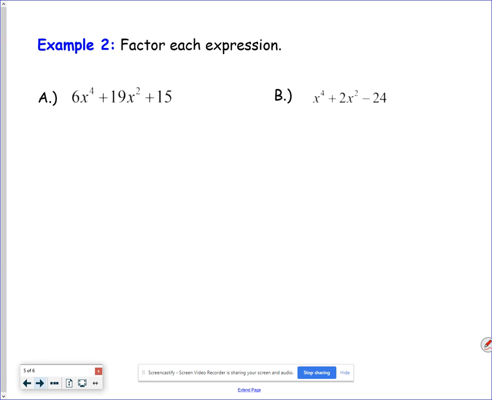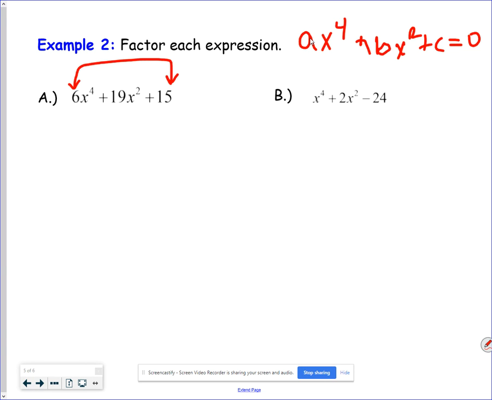I want to factor each of these expressions here. So if you notice, both of these expressions here are in that format I just gave you. Ax to the 4th plus bx squared plus c equals 0. So we're going to take 6 and we're going to multiply it by 15. 6 times 15 is 90. Are there two numbers that multiply to 90 and add to be 19? 9 and 10. So here's how we're going to factor this.